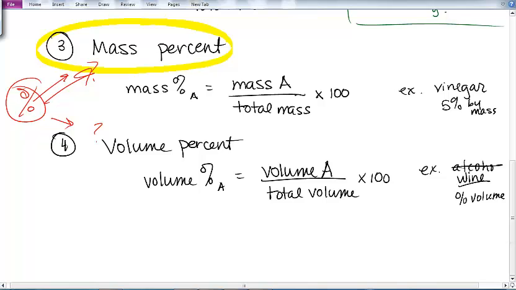It is a mass percent. I'm not going to answer you. Yeah, that's just me. Okay, how about number 5?